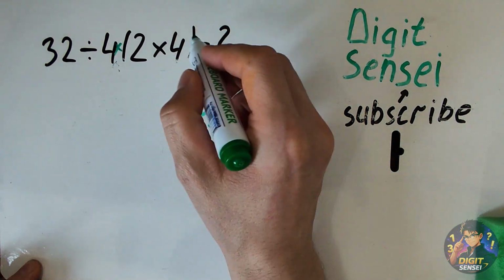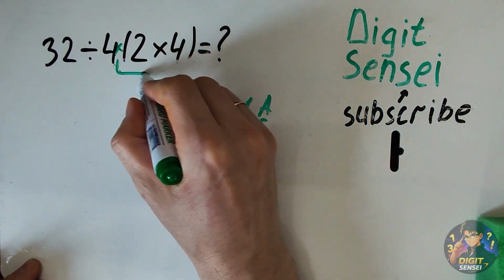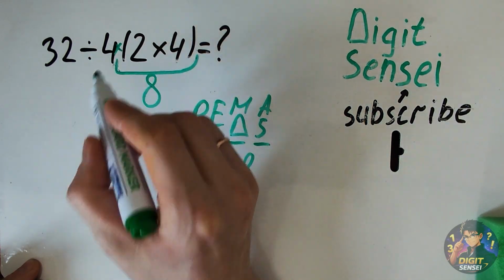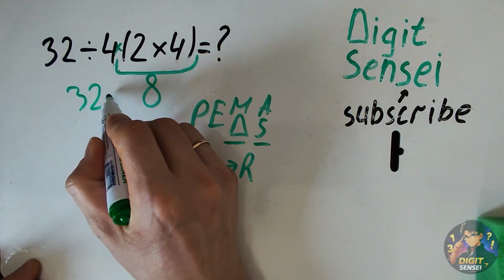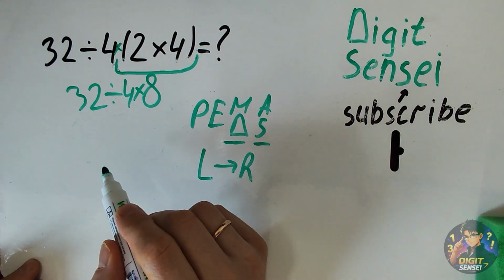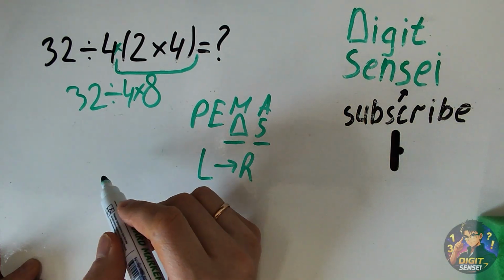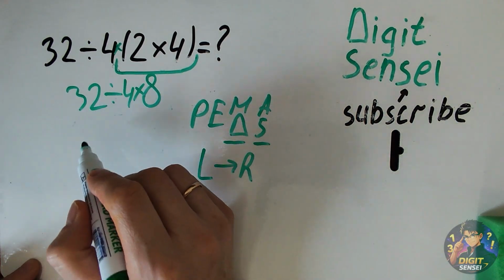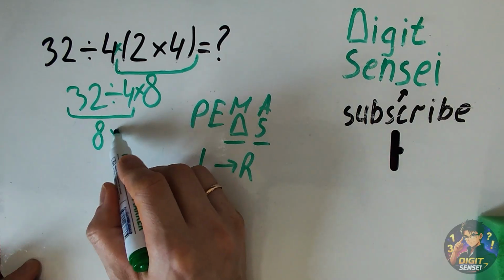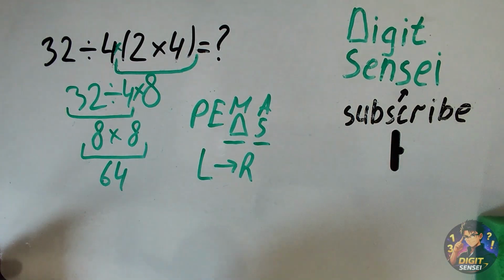So first we have to do these parentheses. Inside these parentheses we have 2 times 4, which equals 8. So 32 divided by 4 then times 8. Now we have one division and one multiplication. As I said, multiplication and division have equal priority and you have to work from left to right. So here first we have to do this division. 32 divided by 4 equals 8. So 8 times 8, which equals 64. And this is our final answer to this problem.